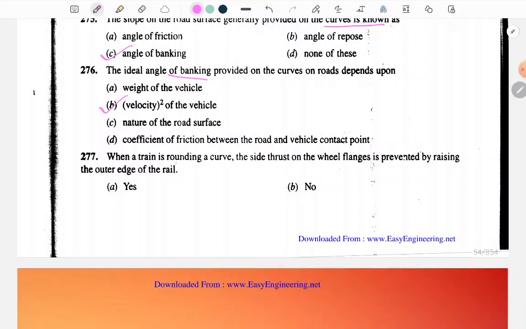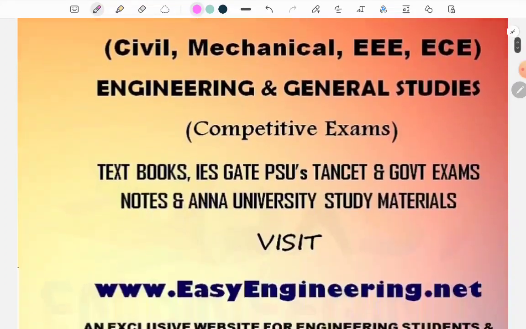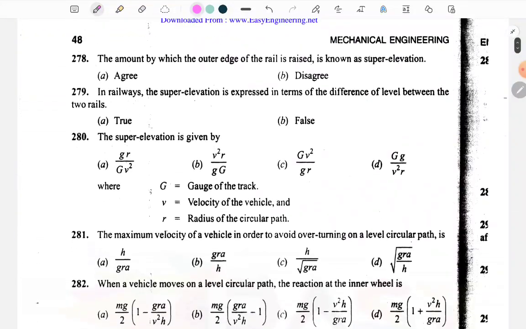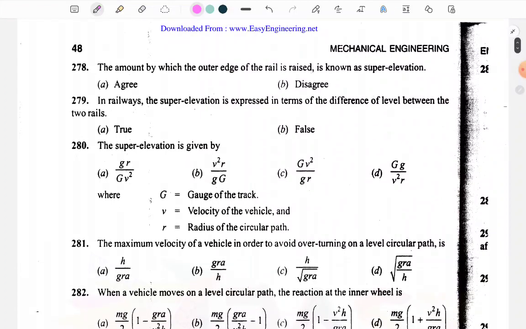When a train goes round a curve, the side thrust on the wheel flanges is avoided by raising the outer edge of the rail. Yes, correct. That's correct. The amount by which the outer edge of the rail is raised is known as super elevation. That's correct. In railways, the super elevation is expressed in terms of the distance between the two rails, correct.